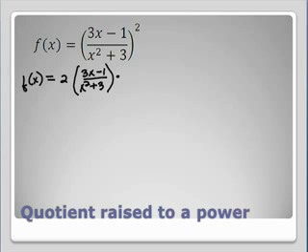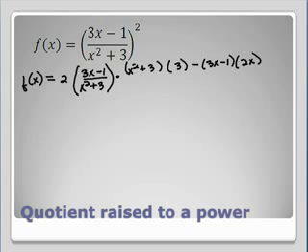And my inside function is a quotient. So now I'm going to have to do the derivative of a quotient. So we're going to use the quotient rule, which says you take the denominator times the derivative of the numerator minus the numerator times the derivative of the denominator, all over the denominator squared. So to get the derivative of the inside function, we had to apply the quotient rule.